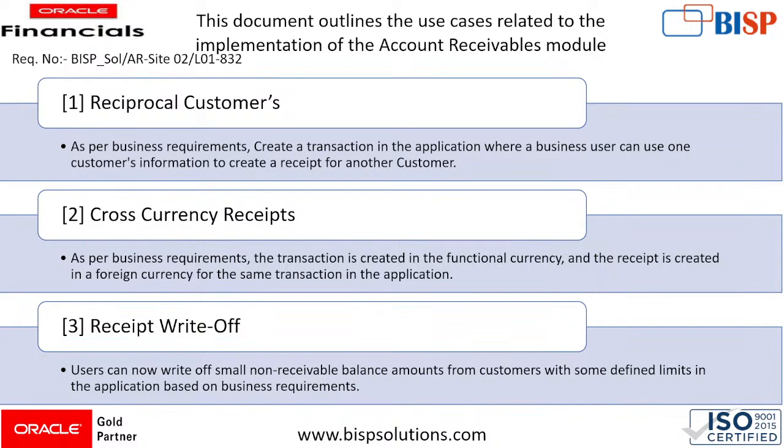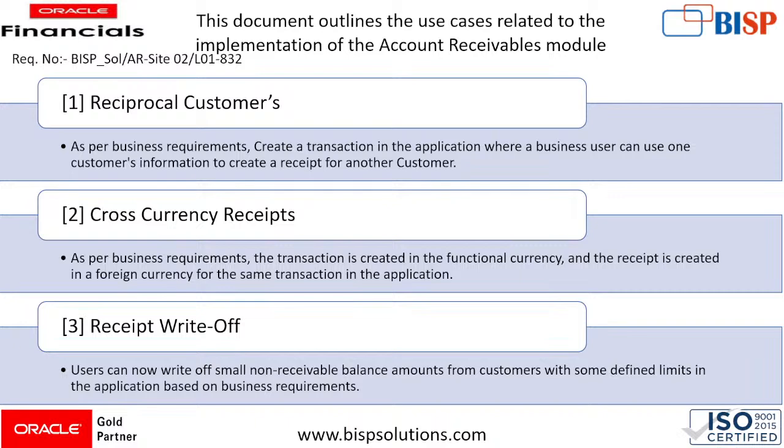As per the business use cases, as per business requirement, create a transaction in the application where the business user can use one customer's information to create a receipt for another customer. So we will use reciprocal customer for this scenario. For cross currency receipt, as per business requirement, a transaction is created in functional currency and receipt is created in foreign currency for the same transaction in the application. So that is the use case for cross currency receipt.